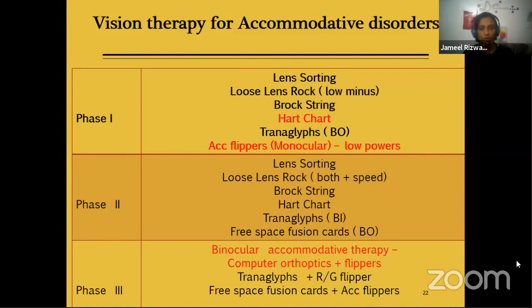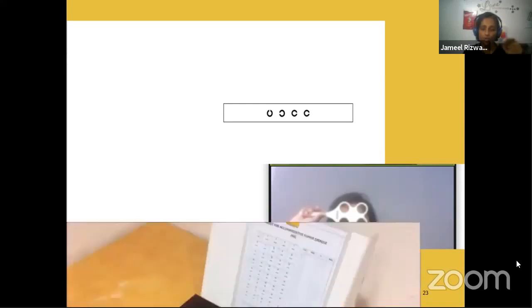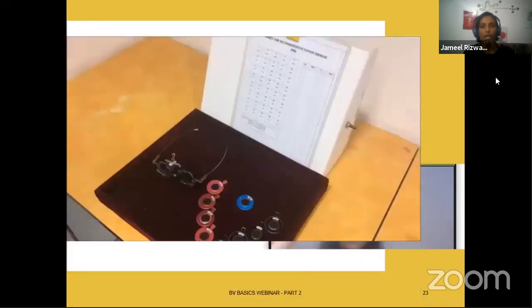The hard chart and flippers, you can use in the second phase also. And then in the third phase, I have written binocular therapy, computer orthoptics and flippers. Okay, so look at this. This is a computer orthoptics procedure where the patient will use the flippers and then the Landolt C resolution task is given. The patient has to look at where the C is facing and press the appropriate button. So this is a computer orthoptics binocs that you can use for accommodative facility training.